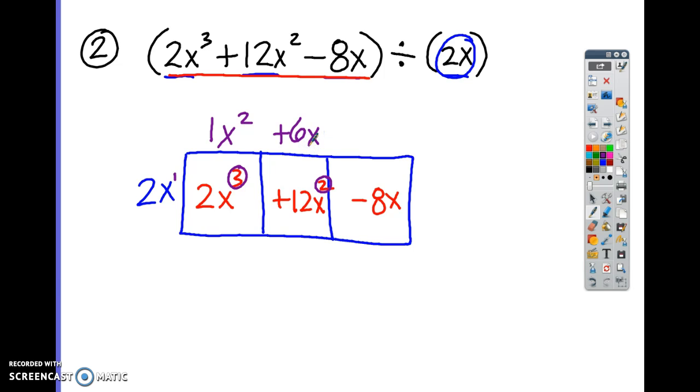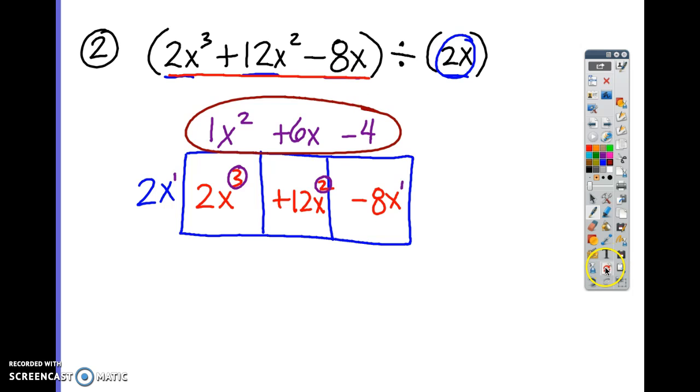And then you do the last one, which is negative 8 divided by 2. If you put that in the calculator, negative 8 divided by 2 gives you negative 4. And how many more x's do you need on the outside so that it can give you a 1? None, because you already have 1 here. So this is your final answer. And you can just write it x squared plus 6x minus 4.